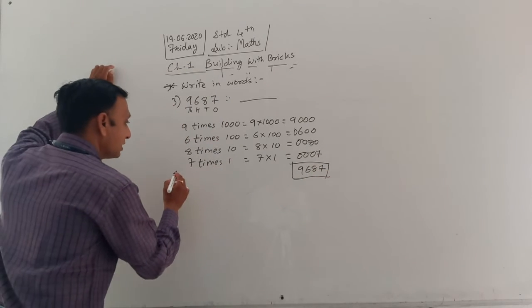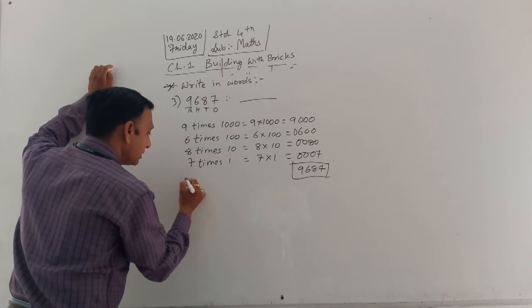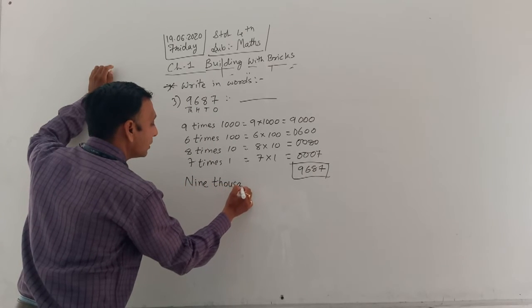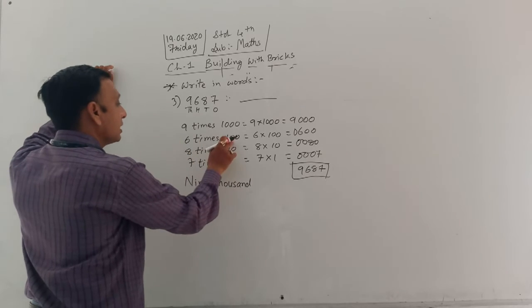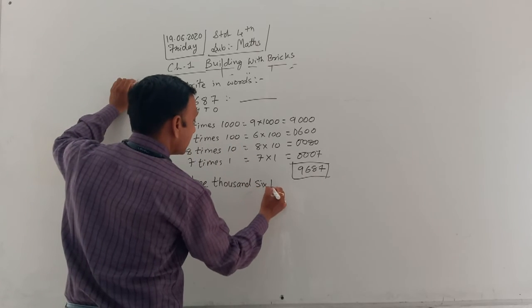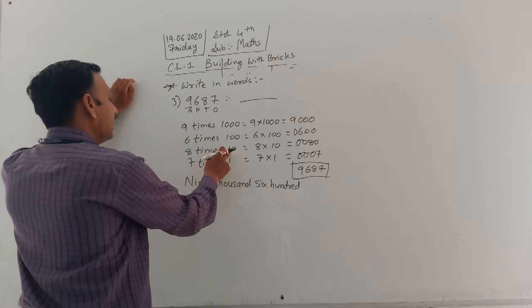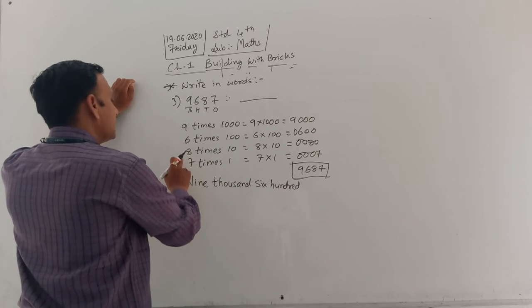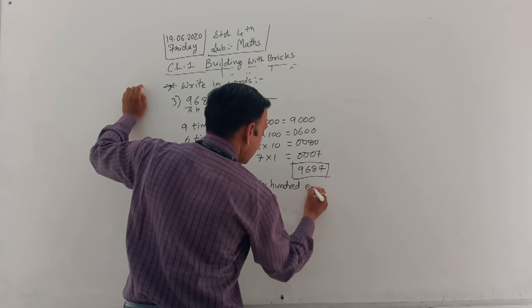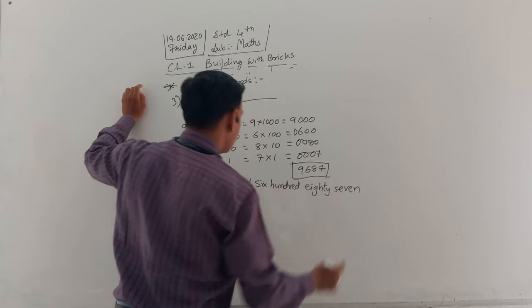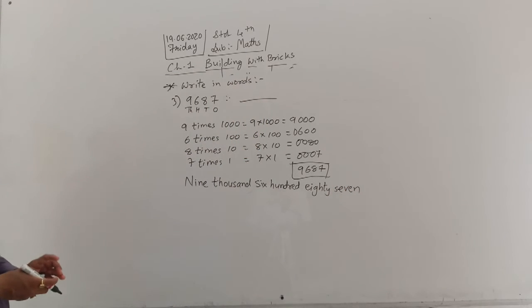Now we will write in words. 9 times 1000 means 9,000. 600. 8 times 10, 80 and 7 times 1, 7. 8, 7, 87. 600. 87. Understand? All of you understand or not?